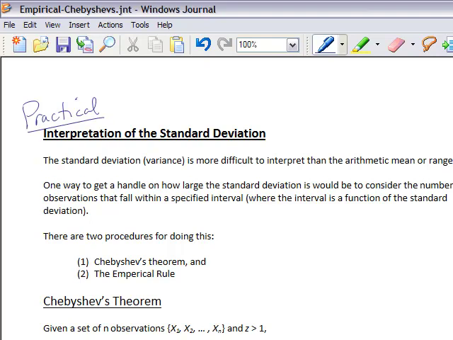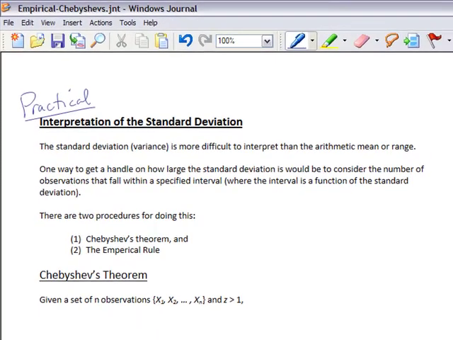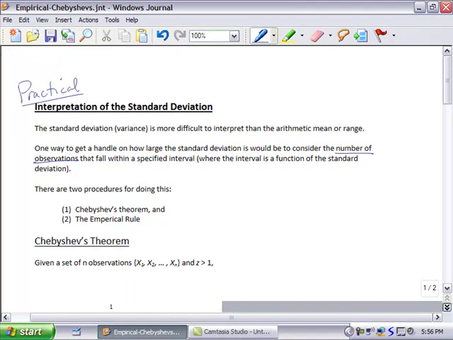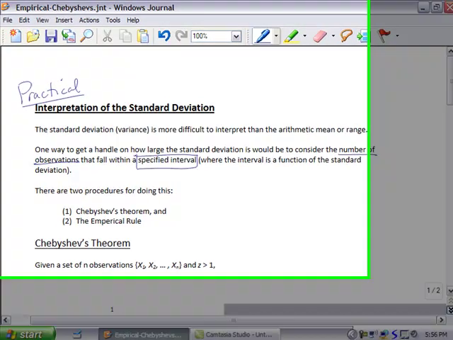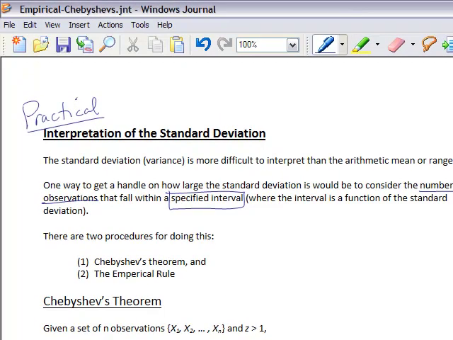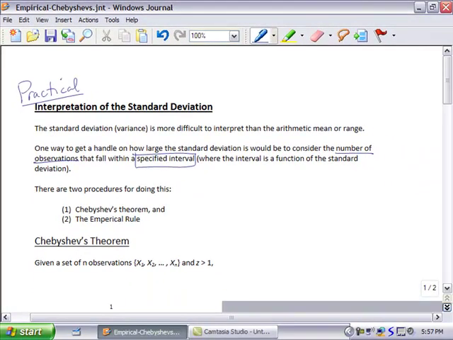And it's more difficult to interpret or to get a feel for what's going on than the mean or the range is. But one way that we can do that is to consider the number of observations that fall within some specified interval, okay, where that interval is a function of the standard deviation. And the two procedures that we're going to talk about for doing this are Chebyshev's theorem and the empirical rule.